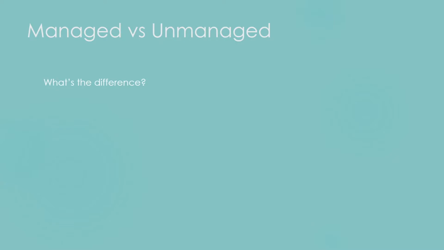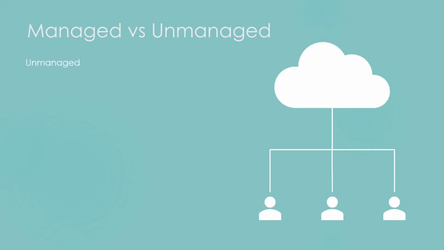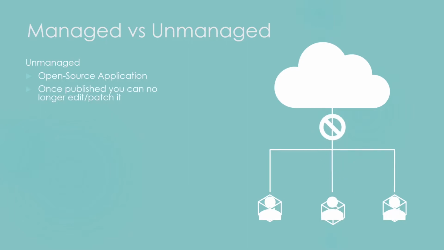There is a managed type of package and there's an unmanaged package. What is the difference? Unmanaged packages, they're a sort of open source application. Once you deploy this package, once you publish it, once you send it to the customers, you can no longer edit and patch it. It will stay that same version forever. Your customers, however, will be able to customize it freely.